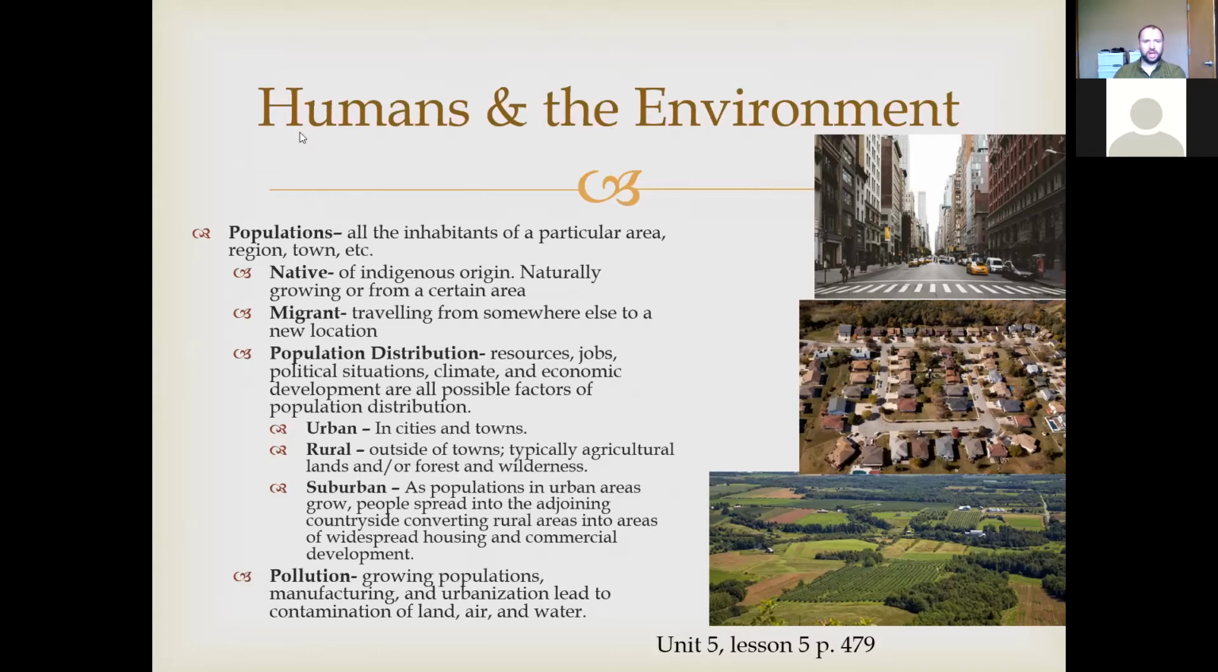So when we are talking about humans and the environment, there are some terms that I want to define. The first is population. When we are talking about population as it pertains to social studies, we're talking about the number of inhabitants of a particular area, region, or town. In science, we go even further to define population as dependent on not only the place, which it says there, but also the time period. In other words, population implies a specific time.